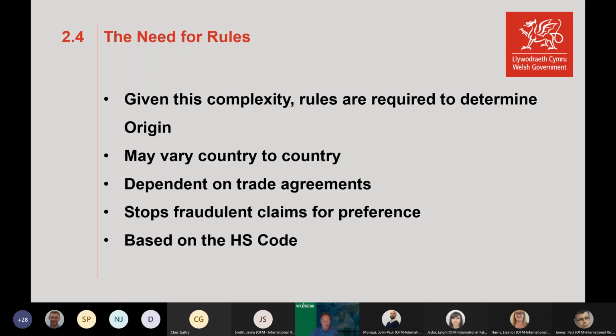So to stop someone shipping from India, say, to France, and then being able to ship on to Japan to gain preferential origin, preferential duty rates, this kind of thing. So it's designed to stop that kind of activity. And it's all based on the HS code, the customs code for the individual products. And as we'll see later, for the UK-EU TCA, that is particularly important because the rules do change with a lot of different HS codes.